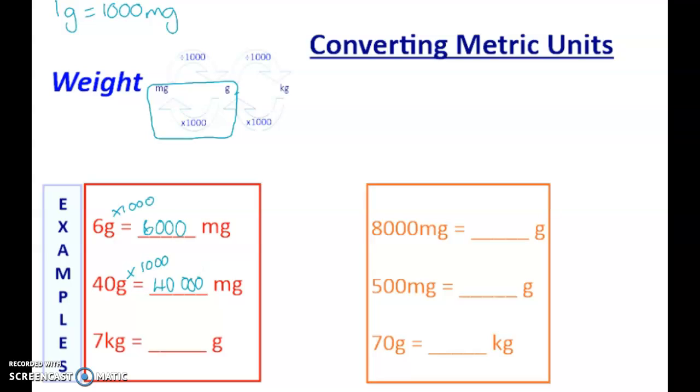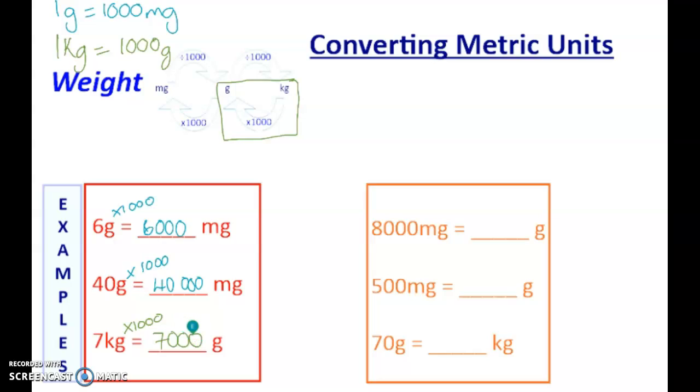My final nice red easy example on here is going from kilograms to grams. So that's just looking at this part of the chart here. And remember I told you that 1 kilogram is 1,000 grams. So I'm timesing by 1,000. So 7 kilograms times by 1,000 is 7,000 grams. Doesn't that look really nice and simple? Something we can follow really easily.